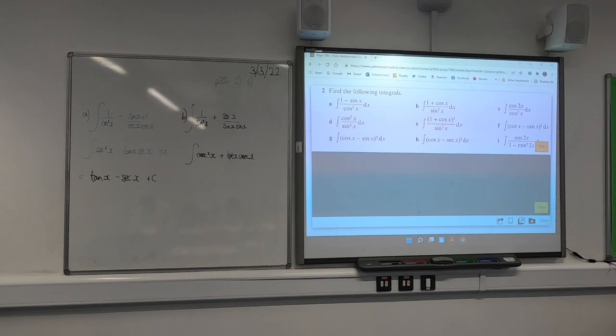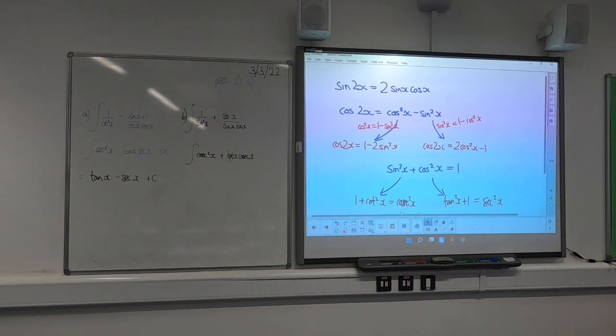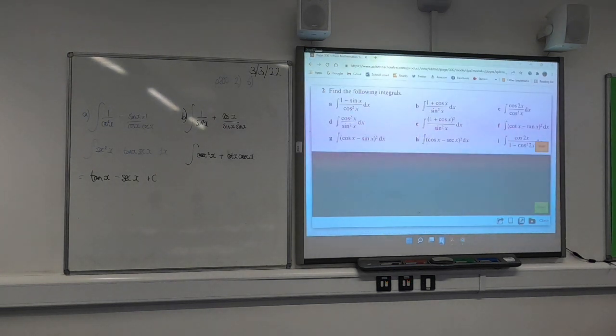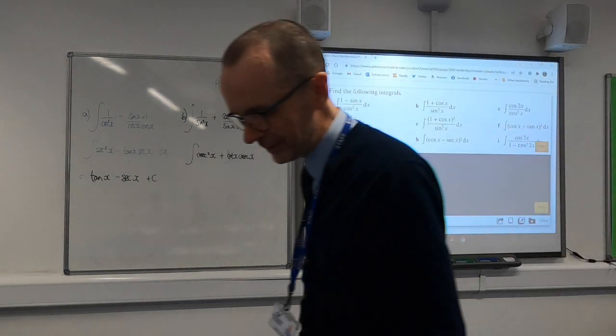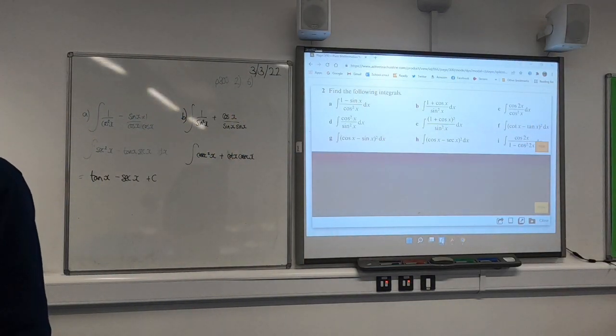Trying to work out, you've got a cot squared, and it's not on the formula sheet, but cosec squared is on the formula sheet. So, although I have to keep that. Oh, yes. Sorry?